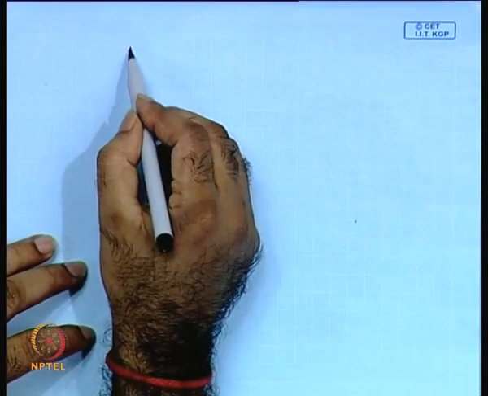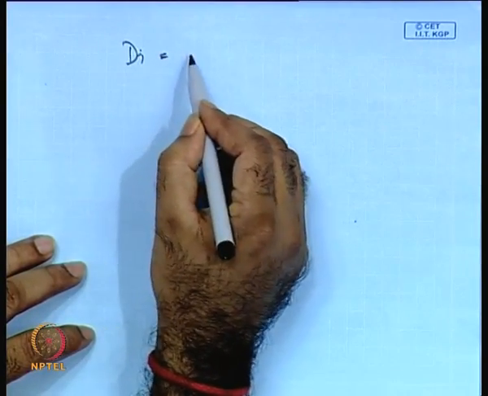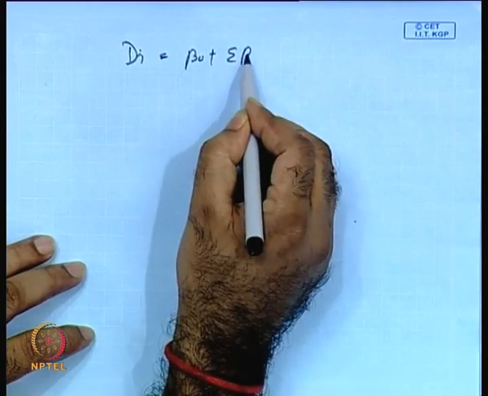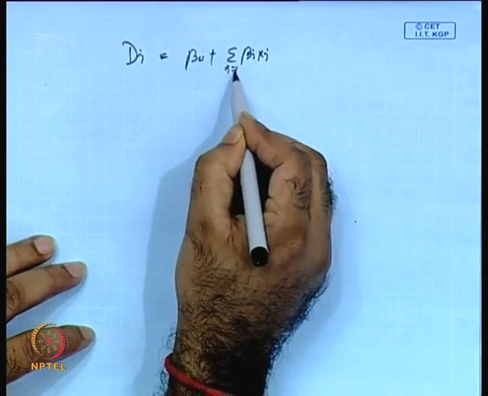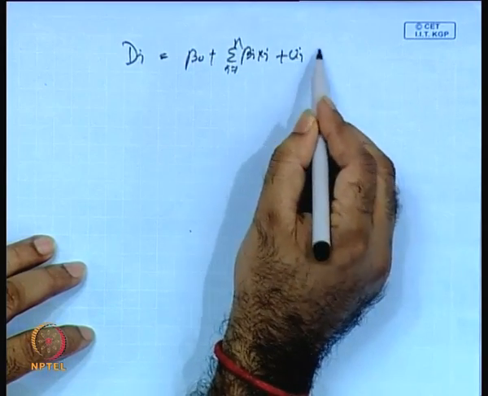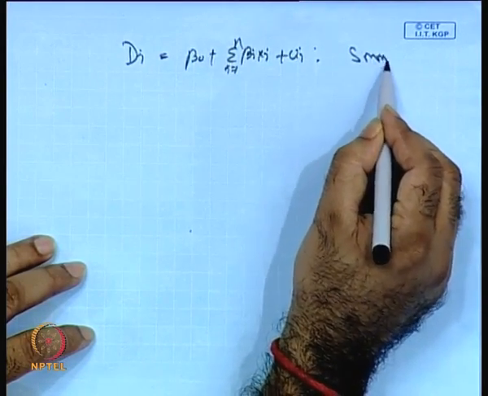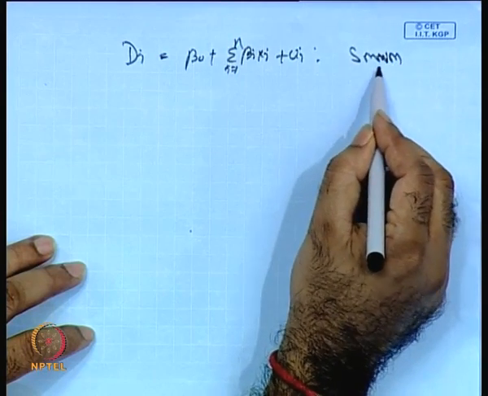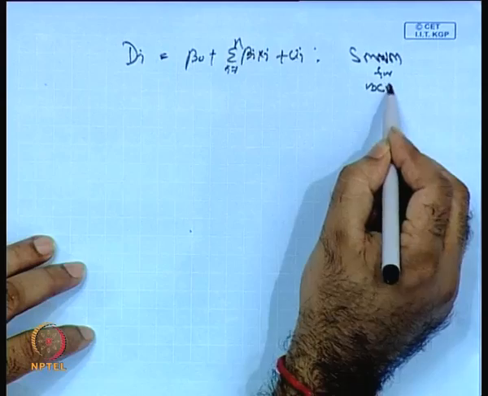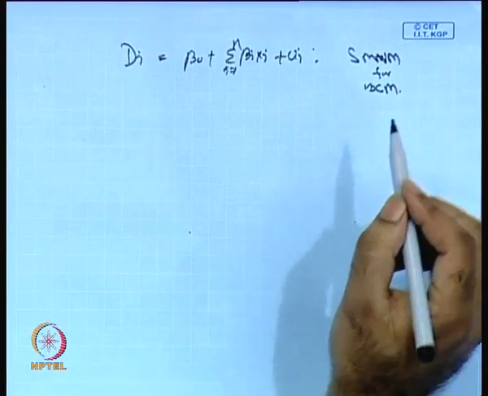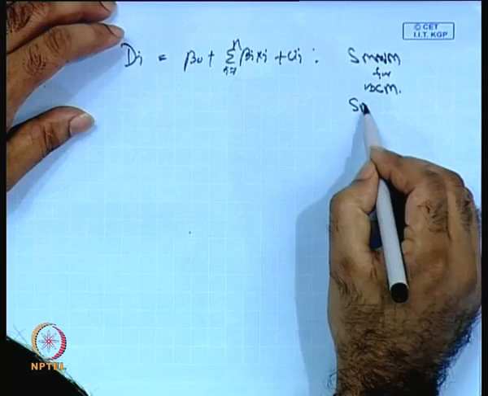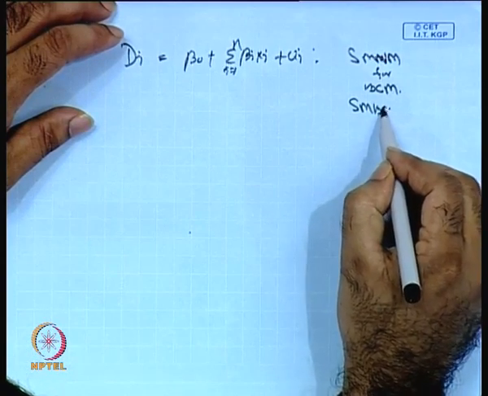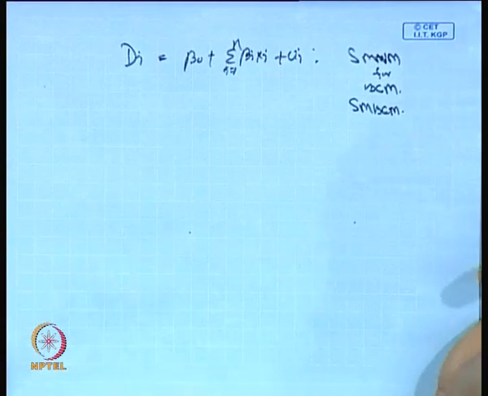In the case of multivariate models, di equal to simply beta 0 plus summation of beta i xi, i equal to 1 to n, plus ui. So, this is called a simple multivariate model for binary choice, okay. It is otherwise called a simple multivariate binary choice model, or you can say a simple multiple binary choice model, okay, multivariate binary choice models, all right.